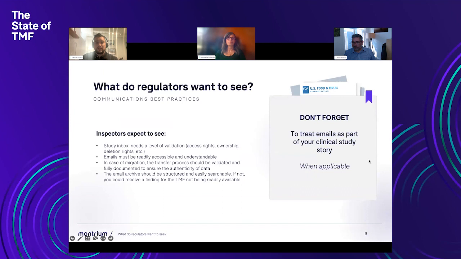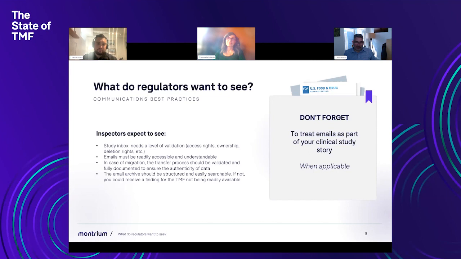All right, so last few things here. We've talked about what we should be doing. We started with the regulators and what they are asking us to do, but when they come knocking on the door, what do they want to see? So Paul, from your perspective, I want you to put on your auditor and inspector hat, which I know you love to do. What are you looking to see, or what are you expecting to see when you're looking at a TMF when it comes to communications?